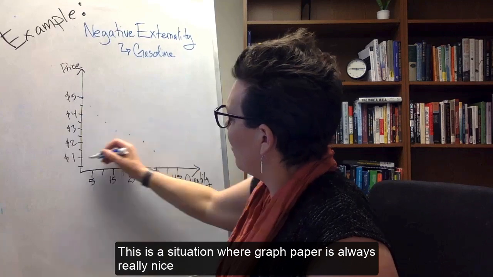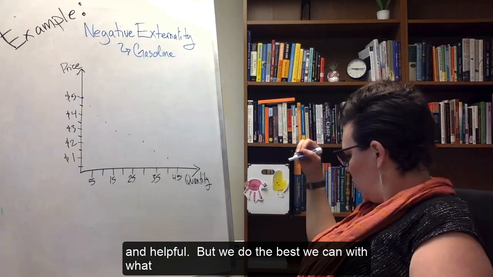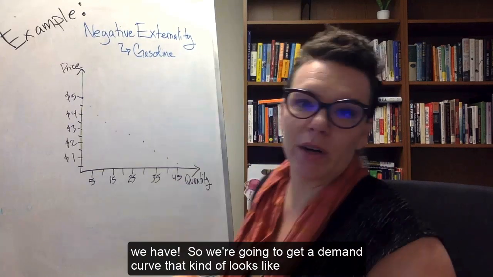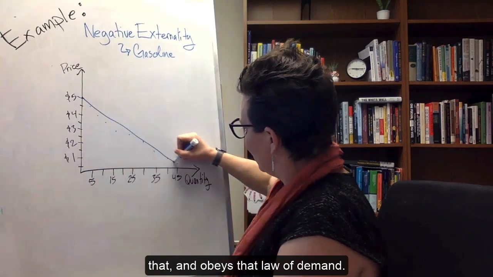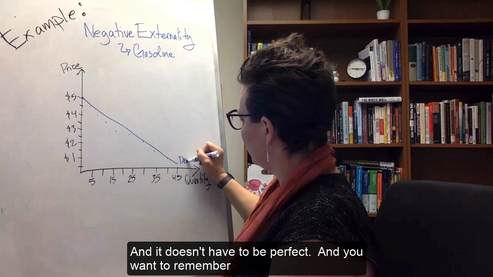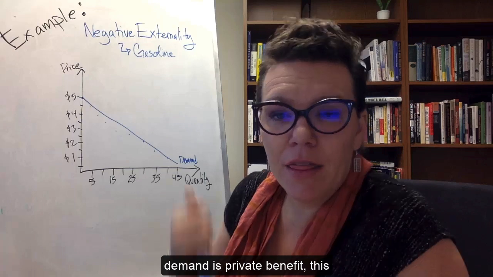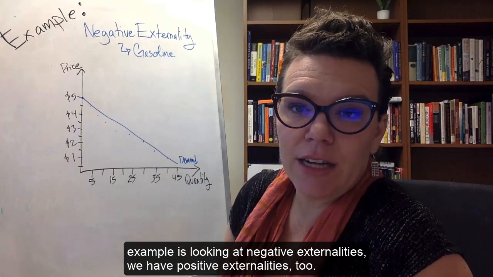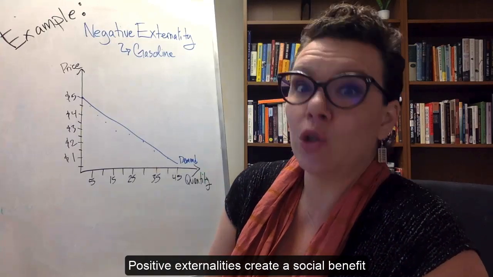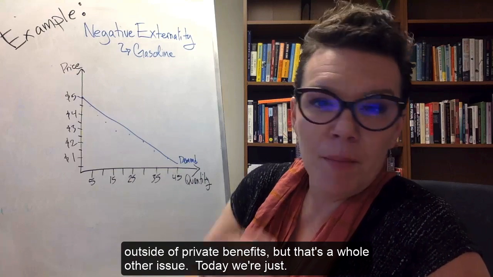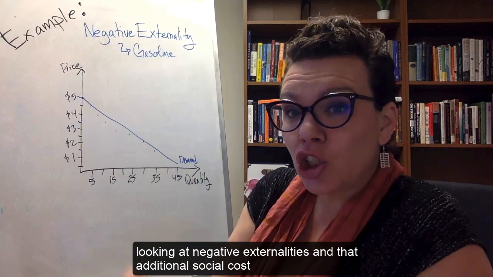This is a situation where graph paper is always really nice and helpful, but we do the best we can with what we have. So we're going to get a demand curve that kind of looks like that, obeying the law of demand. It doesn't have to be perfect. And you want to remember, demand is private benefit. This example is looking at negative externalities. We have positive externalities too. Positive externalities create a social benefit outside of private benefits, but that's a whole other issue. Today, we're just looking at negative externalities and that additional social cost.